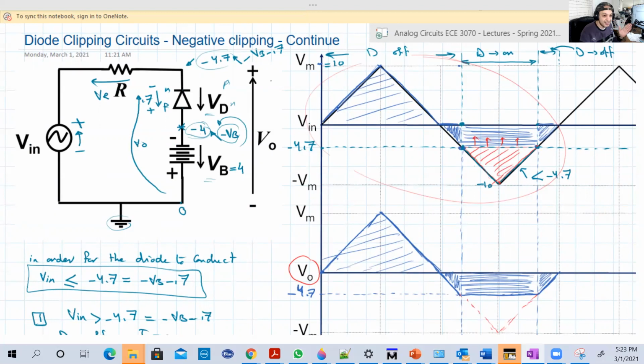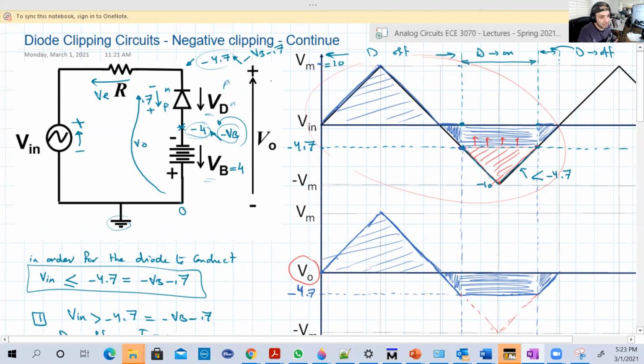Same concept. Okay. But with the positive clipping circuit, when the input exceeds that point, the diode will start to be on. Exceeds, I mean increases beyond this point. That's why we call it the input minimum. The minimum input required to turn the diode on, after which the diode will be on.